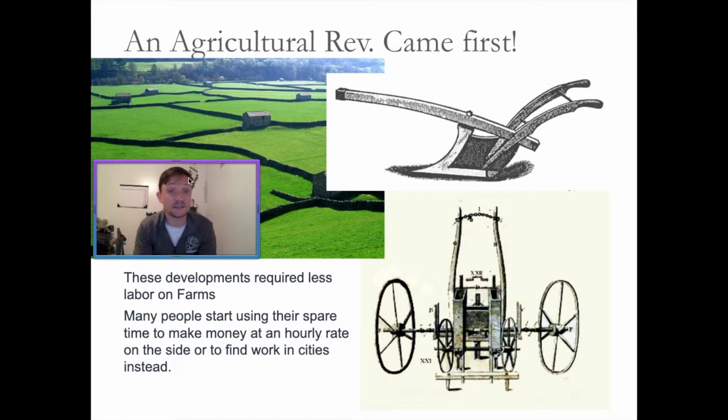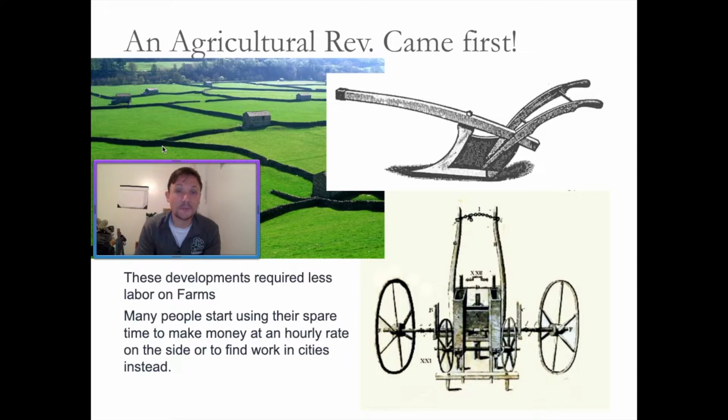And that led to what is known as the agricultural revolution. An agricultural revolution actually came before the Industrial Revolution, because it made headway. It made life easier on the farms. Now, remember, if you have an easier life on the farms, you need fewer people to farm it. You now have workers for these new and upcoming factories.